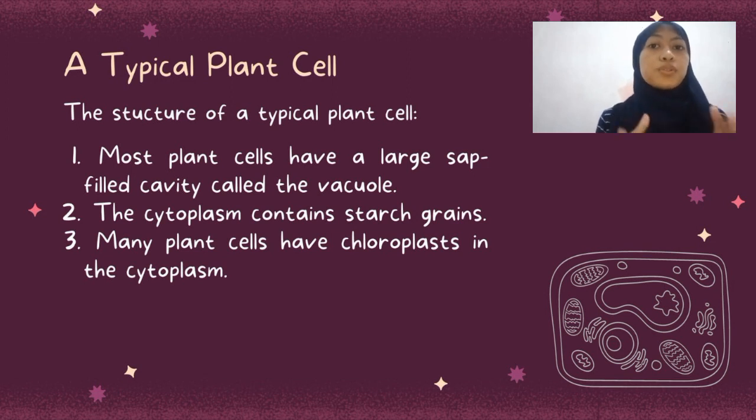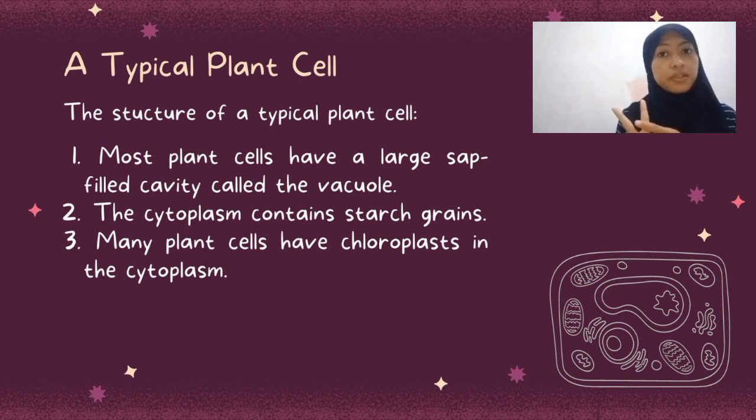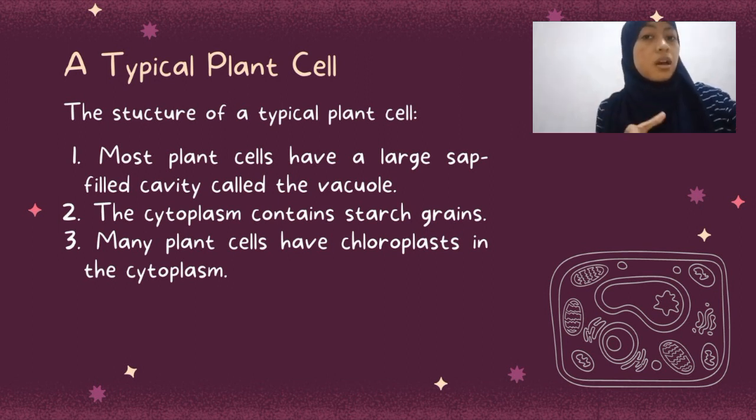After we know the structure of the animal cell, now we proceed to the structure of the plant cell. First, most plant cells have a large cell-filled cavity called the vacuole. Cell sap is a watery fluid containing sugar and salt. Second, the cytoplasm contains starch grains. Starch granules are a product of plant food starch.